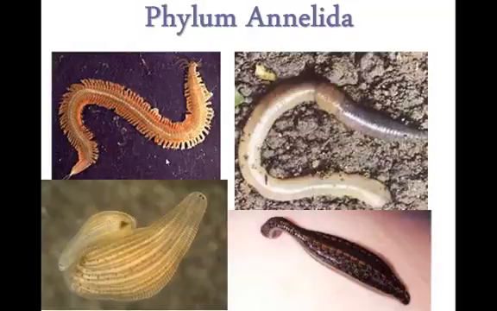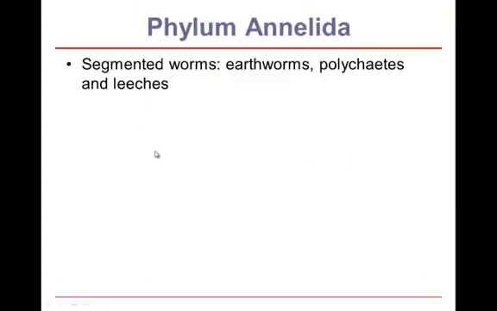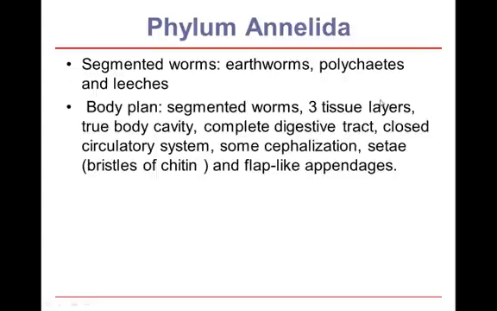Let's look at the features of phylum Annelida. These are the segmented worms, contains the earthworms, the polychaetes, and the leeches. The body plan is these are segmented worms. They have segmentation externally and internally. They have three tissue layers, endoderm, ectoderm, mesoderm. They have a true body cavity, and unlike the mollusks, which was the first phylum that we studied that had a true body cavity, and the mollusks didn't use that very well, they just had it reduced to an area around the heart, the annelids, the segmented worms, use their true body cavity very well. They have it filled with fluid, and that makes up their hydrostatic skeleton.